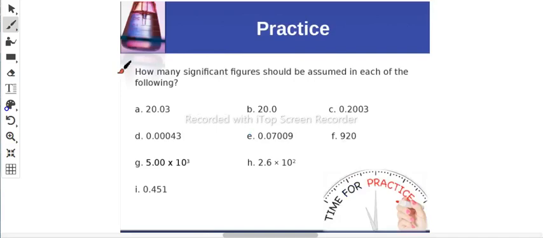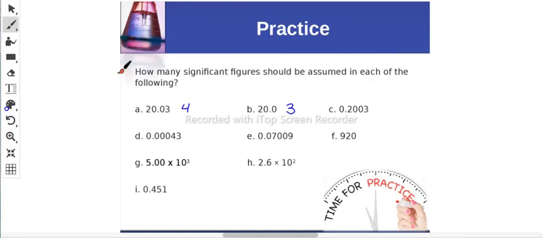Let's do this practice together. You may start thinking about how many significant figures should be assumed in each of the following. So for A, since I have a decimal and the zeros are in the middle, all of them are counted, so this is 4. I have a decimal and they are to the right, so they are counted, this is a 3.